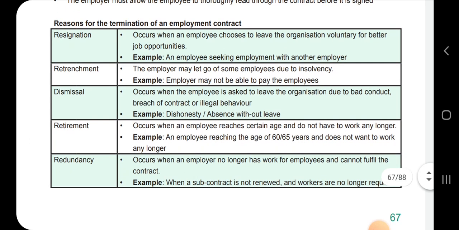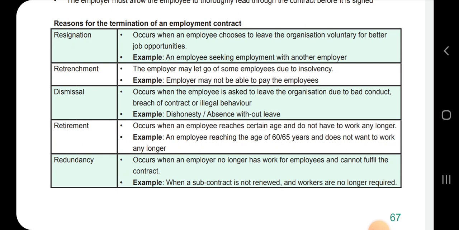So reasons for termination of an employment contract. This is the only reason you can dismiss somebody or say your contract has ended. Resignation. If somebody has resigned, the contract can be void, null. Like this contract is no longer valid. It's when a person resigns. It occurs when an employee chooses to leave the organization voluntarily.